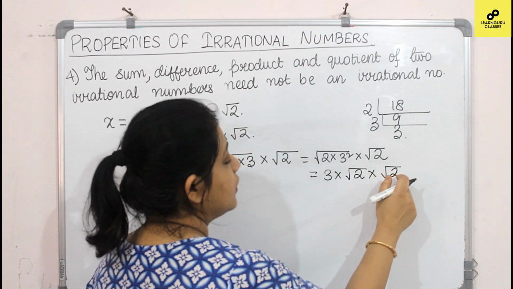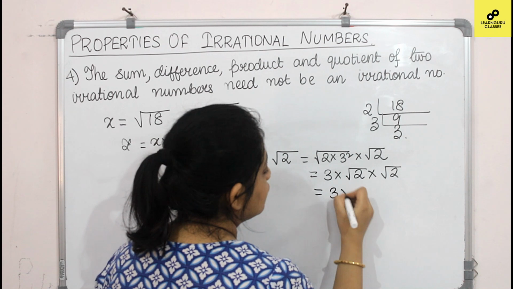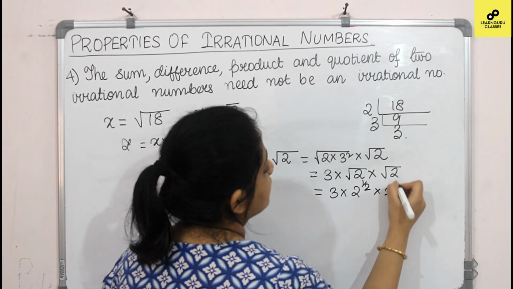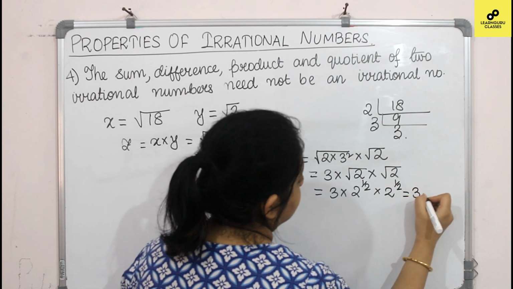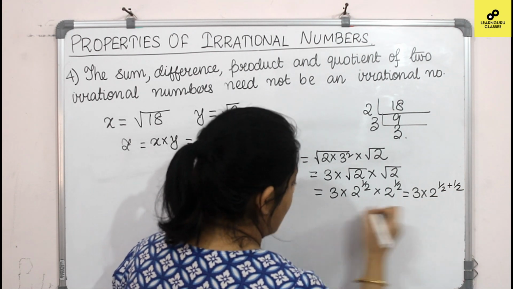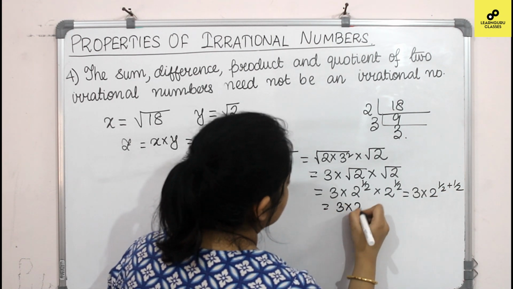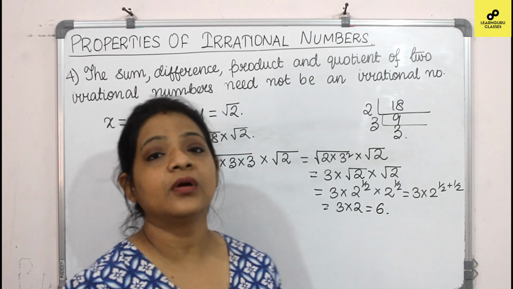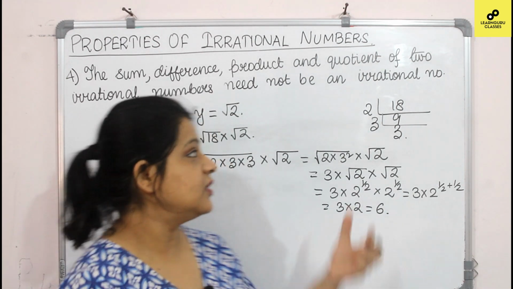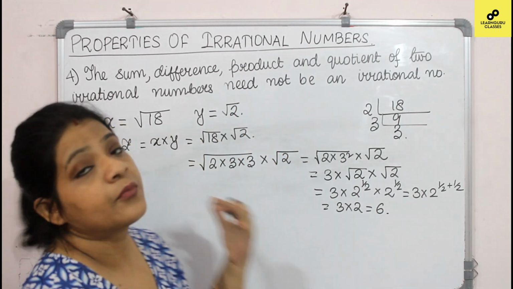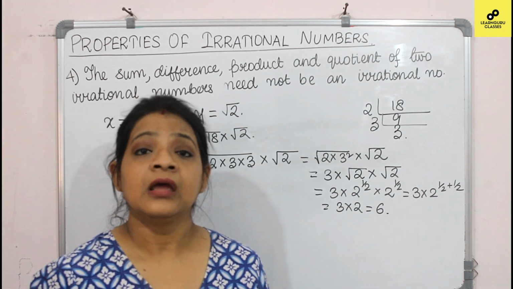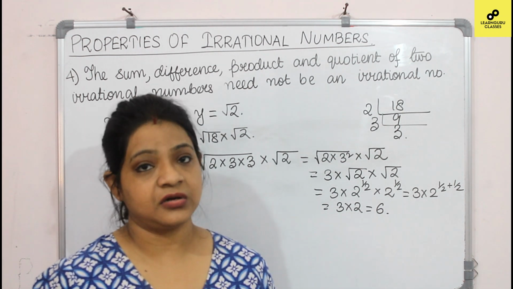So root 2 into root 2, that is 3 into, you can just replace it with 2 to the power of half, and this is 2 to the power of half. So 3 into 2 to the power of half plus half, that is 1. So 3 into 2 is 6. So what type of number is 6? 6 is obviously a rational number. So in this type of example, the product of two irrational numbers may not be an irrational number.